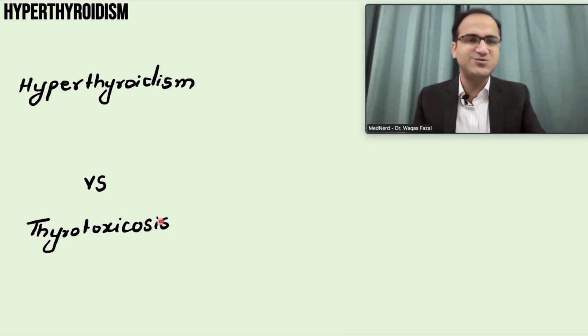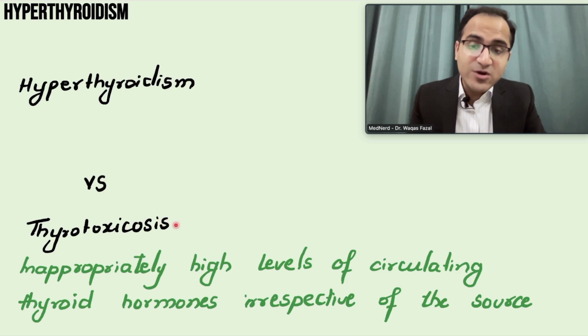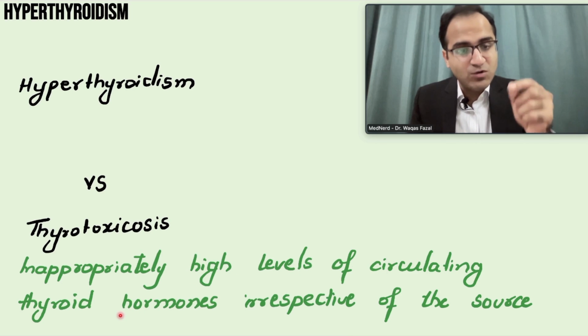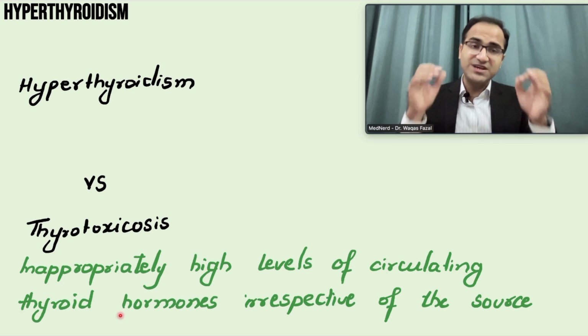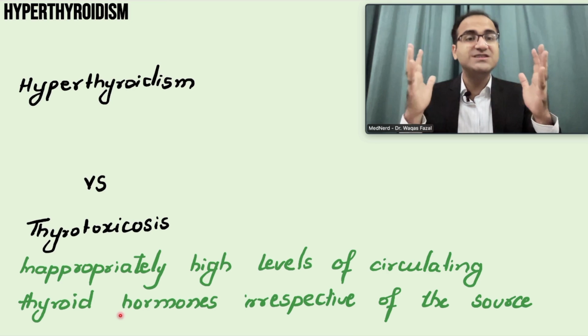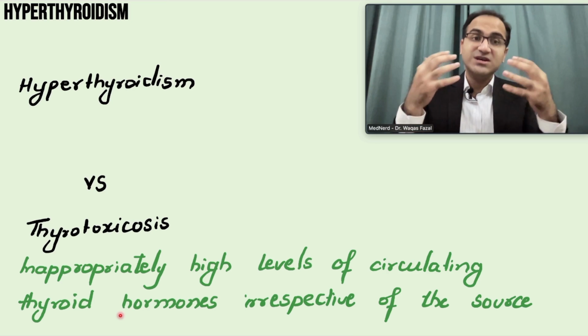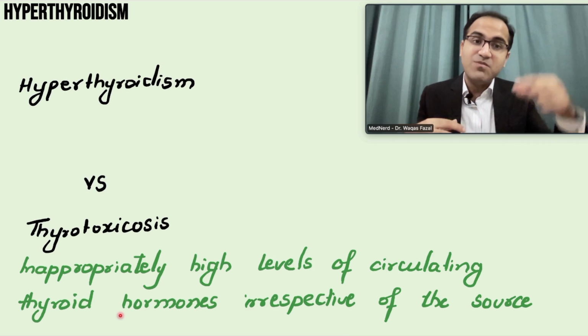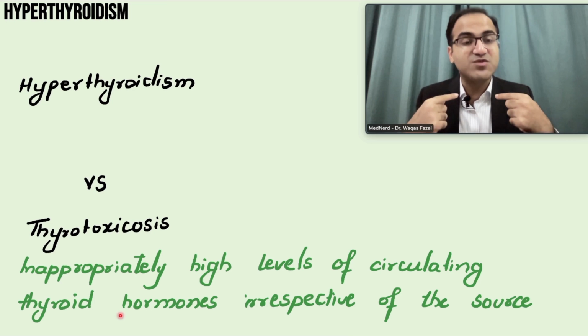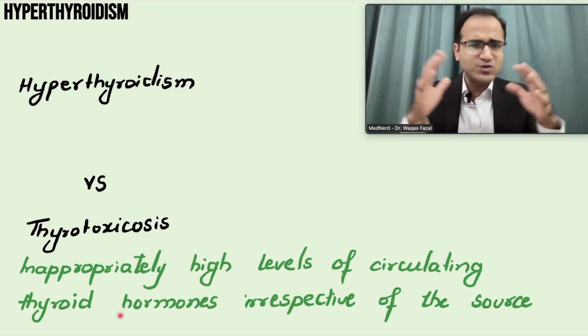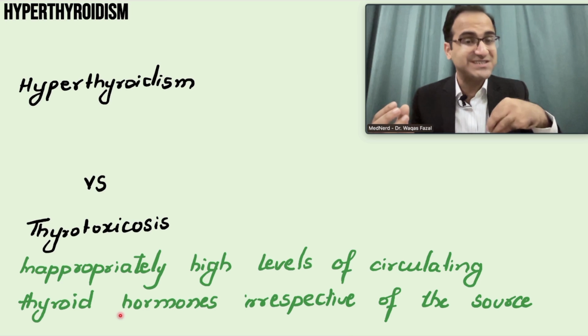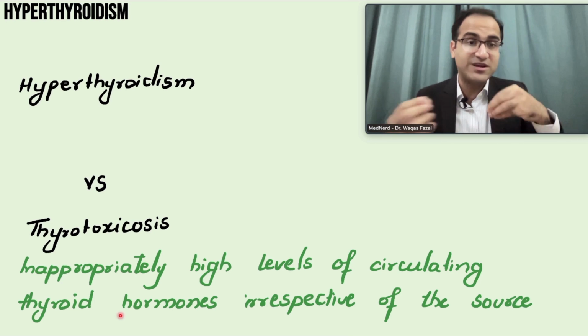What is the difference between these two? Remember, thyrotoxicosis is inappropriately high levels of circulating thyroid hormones irrespective of the cause, irrespective of the source. Wherever these thyroid hormones are coming from, maybe these are some cancers present in the ovaries, maybe it's the pituitary adenoma, maybe it's from the direct thyroid gland. So irrespective of the source, maybe the patient is taking thyroid hormones from outside, levothyroxine tablets.